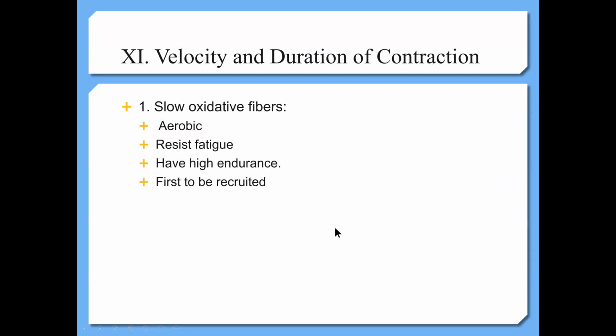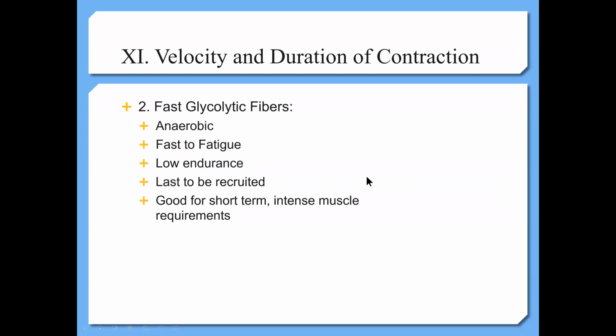So I had a lot of these slow oxidative fibers, and a lot of people have a predominance of one type of fiber. These slow oxidative fibers are aerobic, as opposed to the fast glycolytic fibers, okay? They are anaerobic.